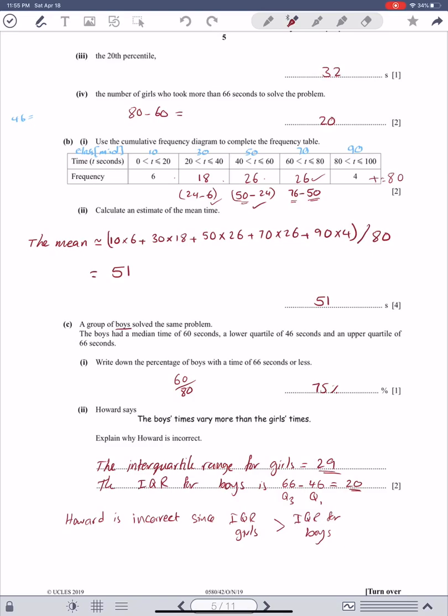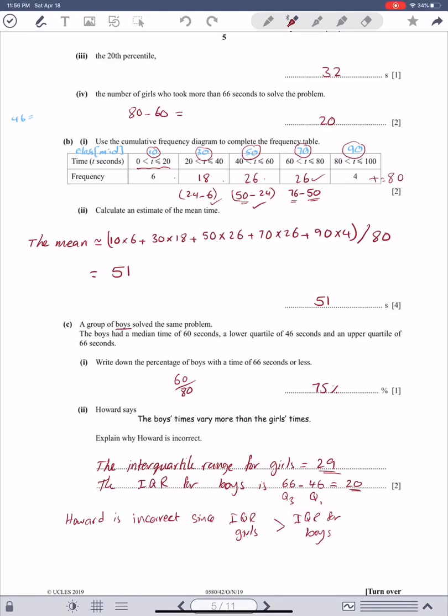After this, he asks us to calculate the mean for part B. Calculate and estimate the mean time. So you are given this as classes. To find or estimate the mean, what must we do? We find the class midpoint of each class. 0 plus 20 over 2 is 10. 20 plus 40 is 60, dividing by 2 is 30. 100 divided by 2 is 50. 60 plus 80 is 140, dividing by 2 is 70. 180 dividing by 2 is 90.